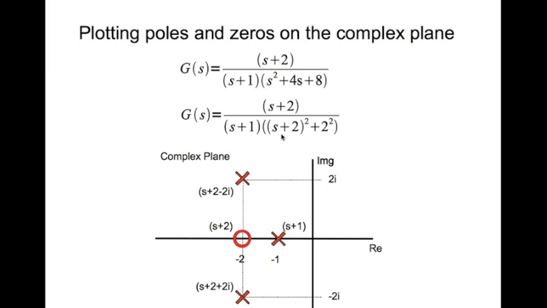Notice that complex poles always come in pairs. You can't just have a single complex pole. Because of this, the pole-zero diagram, as this is called for any system, is always going to be symmetric about the real axis, always.